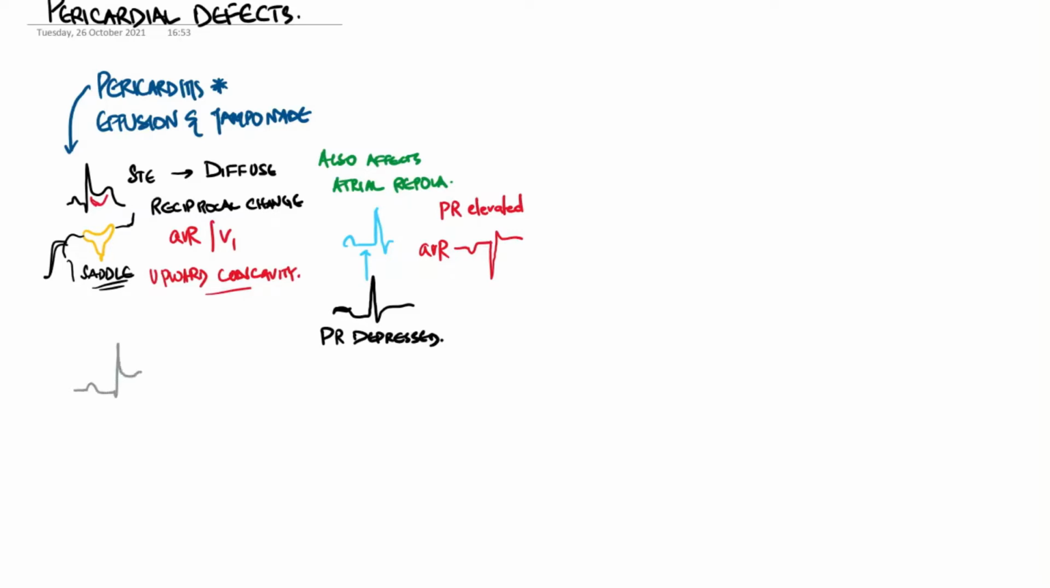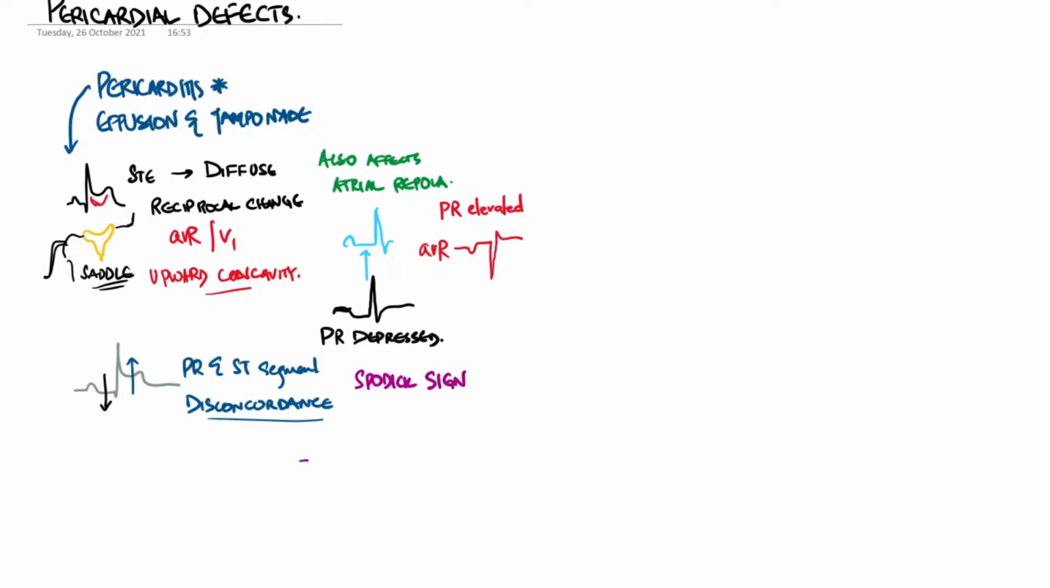Now, if you combine the two findings together, you get PR depression and ST segment elevation. These two segments going in opposite directions is known as the PR and ST segment discordance sign. So if you see an ECG which has PR depression and saddle-shaped diffuse ST segment elevations, think of pericarditis.